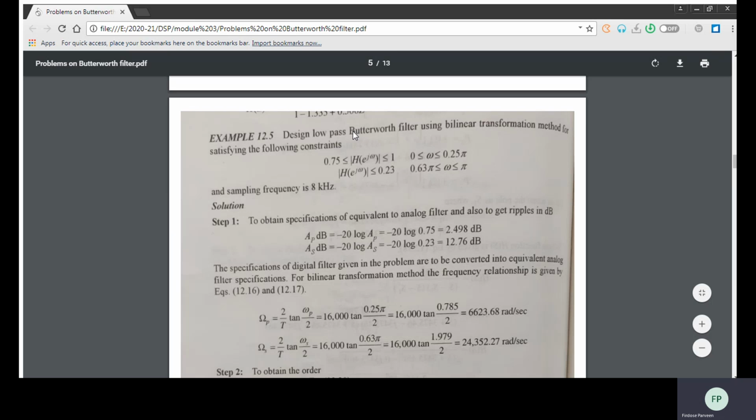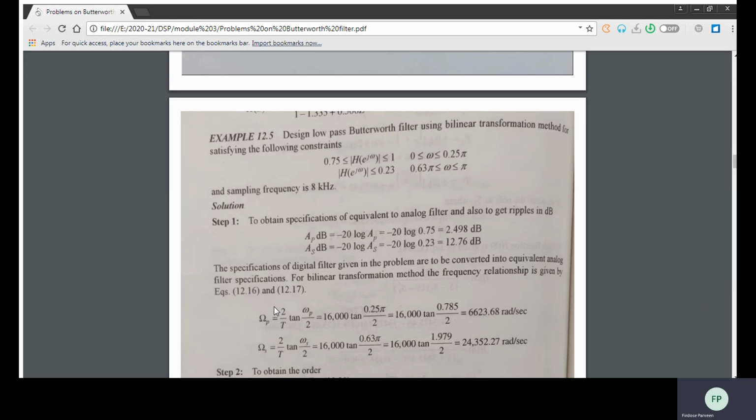Next problem. Design a low pass Butterworth filter using bilinear transformation method for satisfying the following constraints. They have told it is bilinear transformation method, so you know the formula: omega p is equal to 2 by T tan WP by 2, omega s is equal to 2 by T tan WS by 2. They have given the sampling frequency as 8 kilohertz.